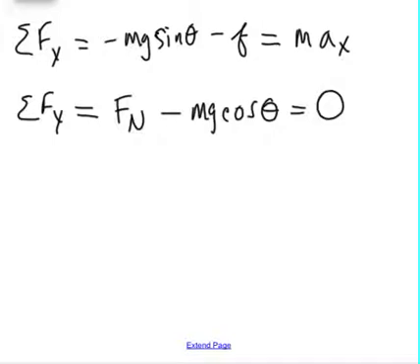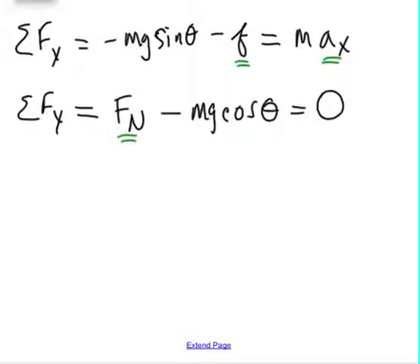What we need to ask is, how many of these things do we know and how many things do we not know? Well, we don't actually have a value for the frictional force. We have the coefficient, but not the friction. We don't know the acceleration, that we have to find, and we don't have the normal force. So I have three unknowns and only two equations, which means I need a third one.